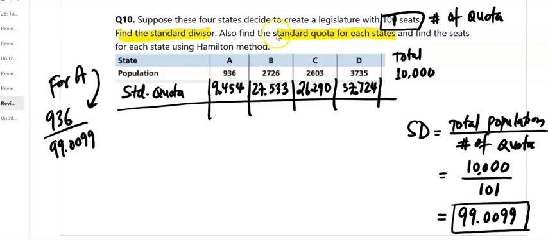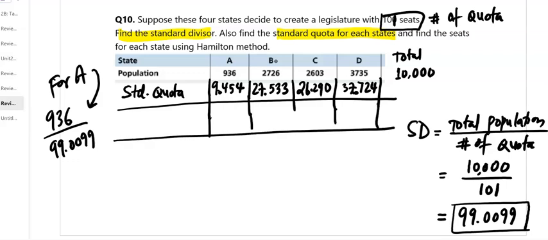I answered the second part: find the standard quota of each state. That's how you do it. Now next is find the seats for each state using the Hamilton method. To do that, you first have to find the minimum quota. The minimum quota comes from here. You always round it down. It's going to be just 9.